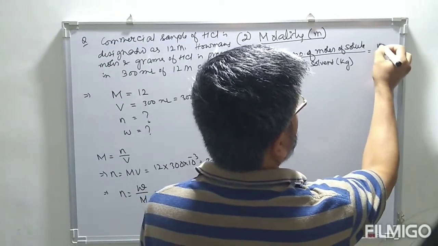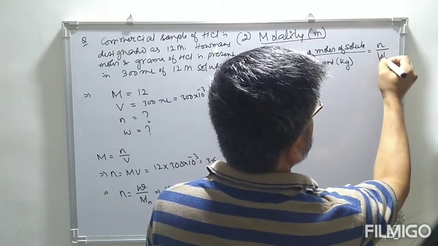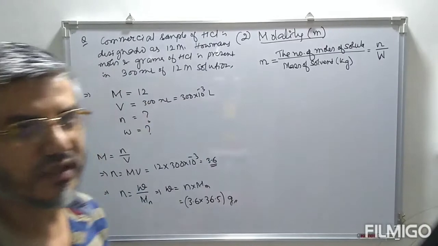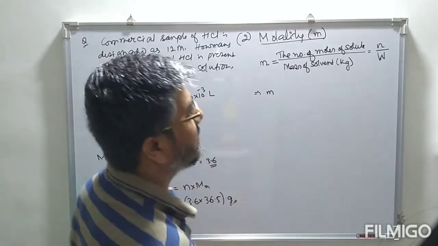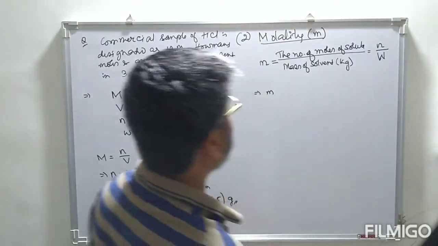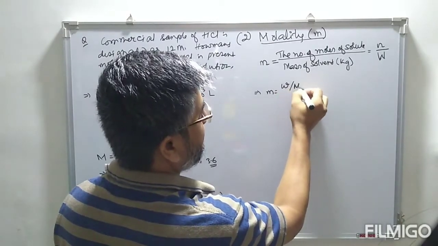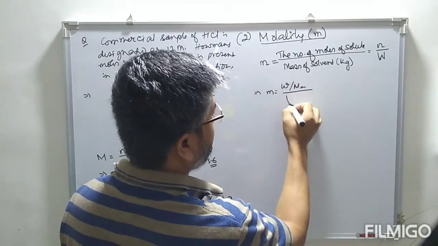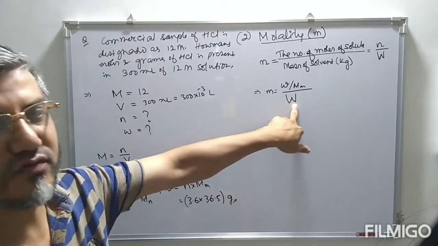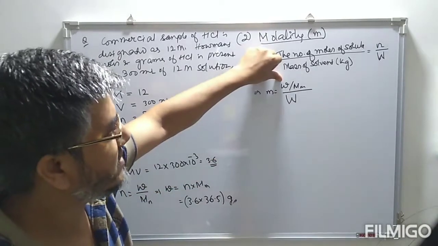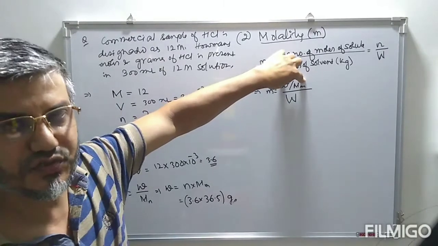So we have the number of moles divided by the mass of solvent, and this mass must be taken in terms of kilogram. Moles is the mass of given solute divided by molar mass, divided by mass of solvent. This mass of solvent must be taken in terms of kilogram unit. But if you are taking the mass in gram and molar mass in gram, this doesn't make any difference because it comes out to be a simple ratio.